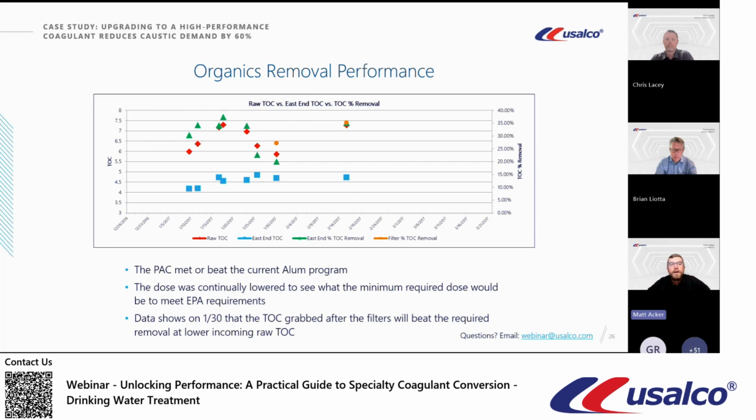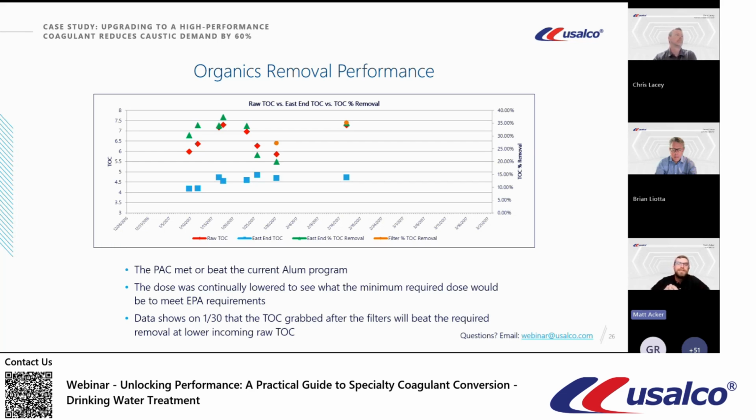So here is a graph of the organics removal. The blue line is just water pulled from the basin prior to the filter, and we can see what we got there. And then our green is our percent removal. So in these cases, we met the TOC requirements for this facility on those days with the specific water characteristics.